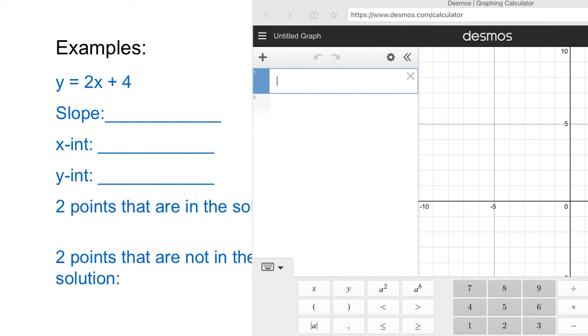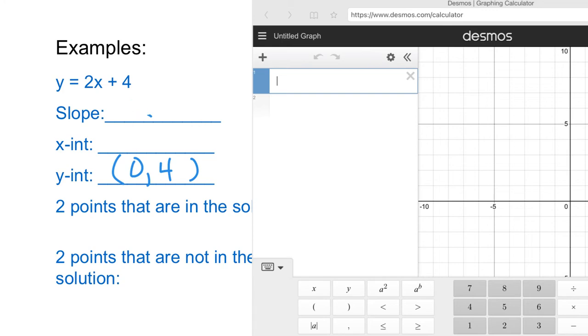So this first one, y equals 2x plus 4, is already in slope-intercept form. So without having to graph it, I can see that the slope of this line would be 2. And I know that because the 2 is in with the x. And I know that the y-intercept is at 4. Now, to give a y-intercept, you got to have a point. So on the y-axis, that would be at 0, 4.